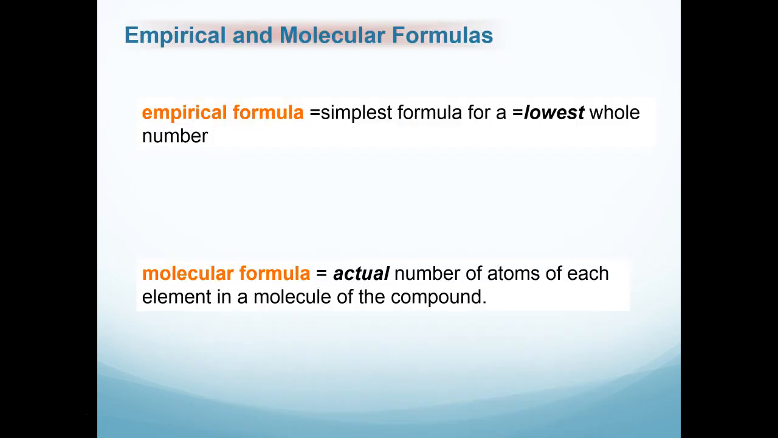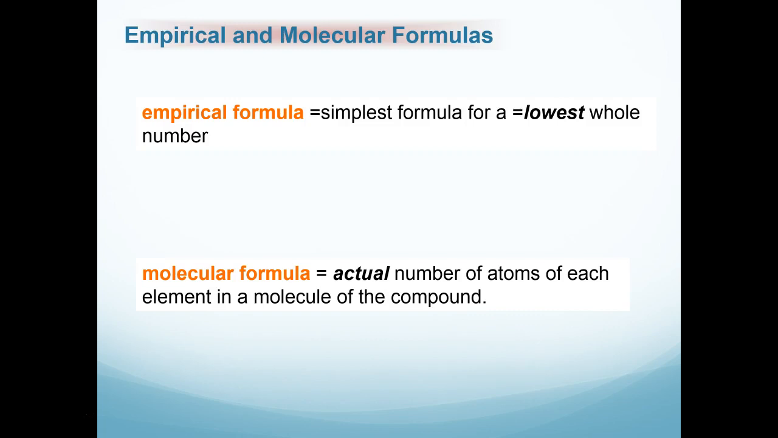So our next topic is empirical and molecular formulas. Okay, so we have 2 different types of chemical formulas. An empirical formula is going to be the simplest formula for a substance, and it's going to be the lowest whole number ratio for the different elements. A molecular formula is going to be the actual number of atoms of each element in a molecule of a compound. So I think the best way to look at these 2 is to look at an example, right?